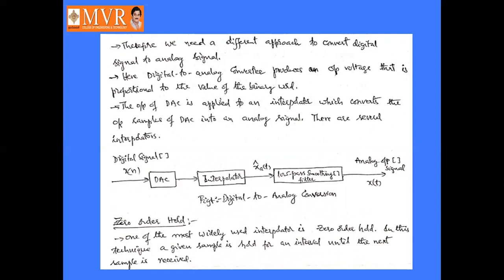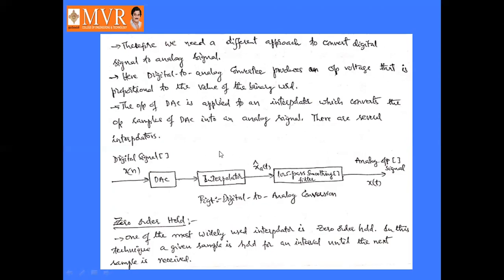Okay. So the digital to analog converter produces an output voltage that is proportional to the value of the binary word. The output of the DAC is applied to an interpolator in the diagram, which converts the output samples of the DAC into an analog signal. There are several interpolators.